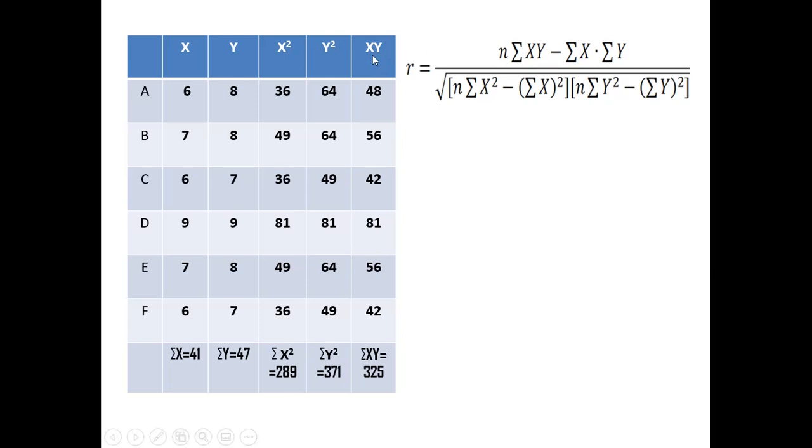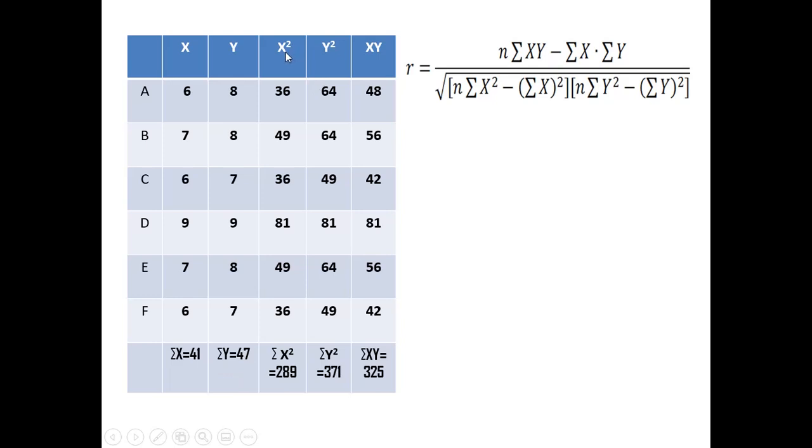Since naka-summation sila, ibig sabihin, kukunin natin lahat ng summation, i-add natin siya. 6 plus 7 plus 6 plus 9 plus 7 plus 6. Ibig sabihin, ang summation of X is equal to 41. Then also, we're going to add the column ng Y. So, 8 plus 8 plus 7 plus 9 plus 8 plus 7. So, we have summation of Y, which is 47.